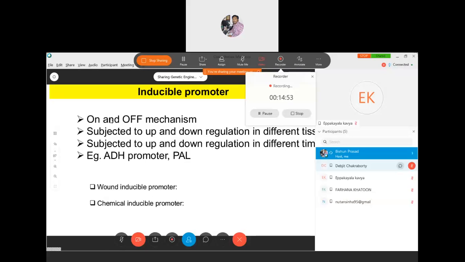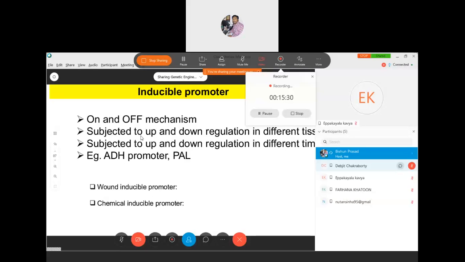Say for example, if you are working with disease resistance, you want your promoter to work whenever there is an infestation of a disease. When your plant is free from diseases, you don't want this promoter or this gene to be expressed, because the expression of a gene will require energy. So the plant has to divert some energy for expression of a particular gene. So you don't want that. To minimize the loss of energy, you want your gene to be expressed at a particular time, or whenever it is required.